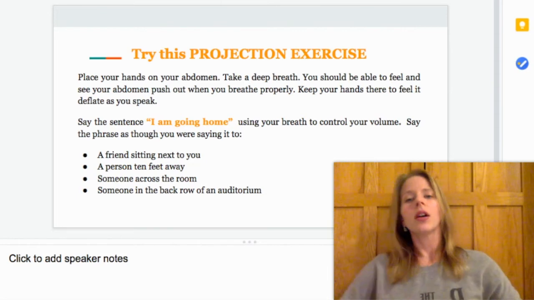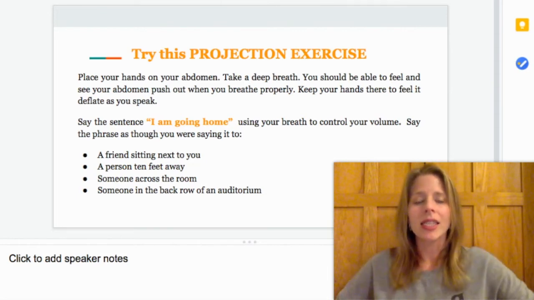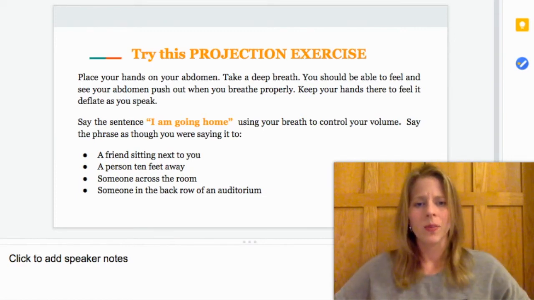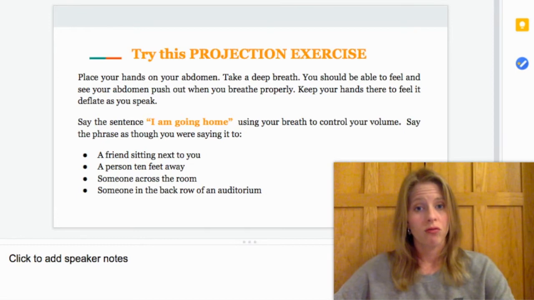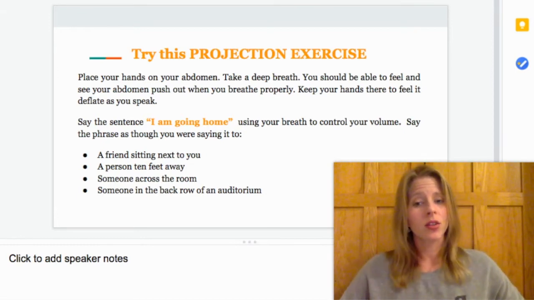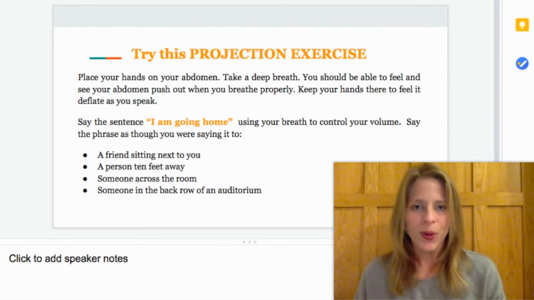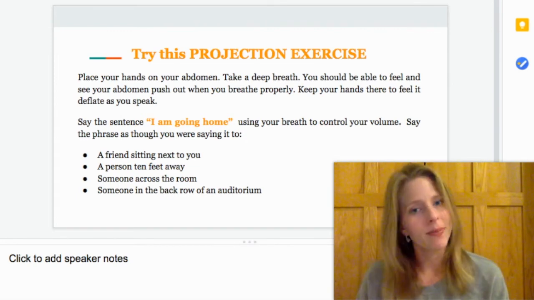You're going to place your hands on your abdomen, okay? You're going to take a deep breath. And your abdomen, remember, is about where your belly button is, okay? And when you breathe, it pushes out, and you keep your hands there so you can feel it deflate as you speak. And then you take another breath. Now, are you going to go around and breathe like that? No, because that would be super creepy, right?